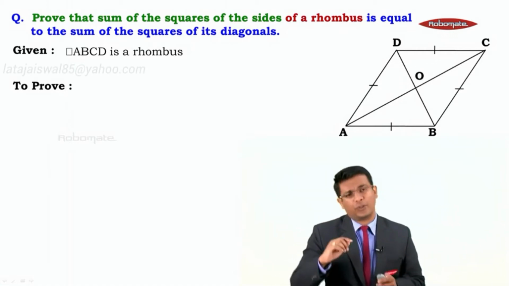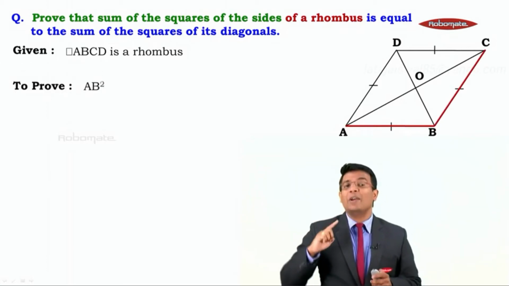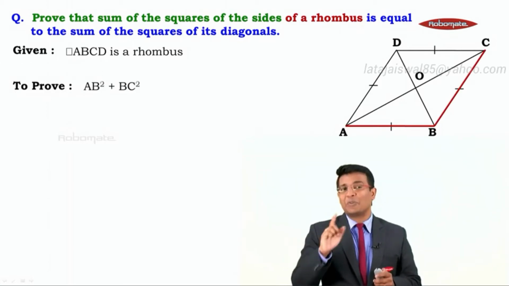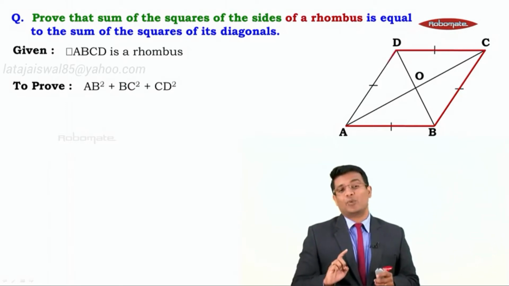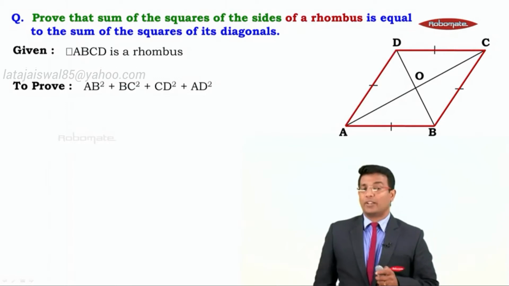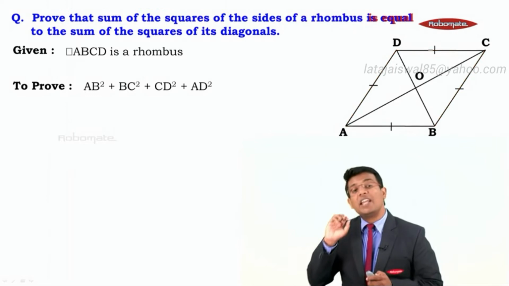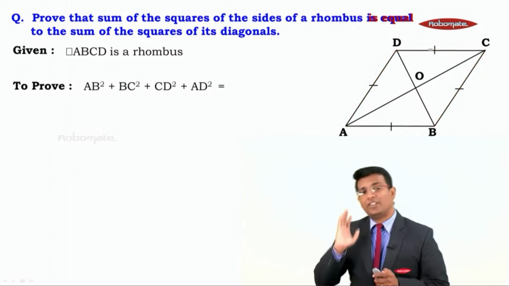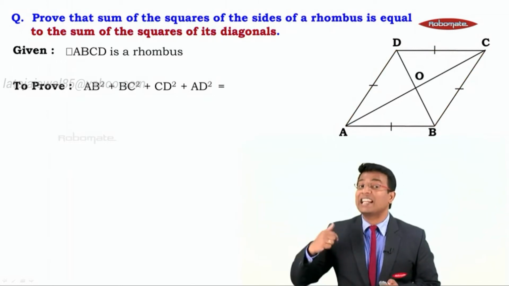Now which are the sides? So it is going to be AB. So for that we write AB square plus, sum means plus, so plus the next one, that is BC square, plus the next side, that is CD square, and the next one, that is AD square. So the sum of the squares of the sides of a rhombus is equal to the sum of the squares of its diagonals.